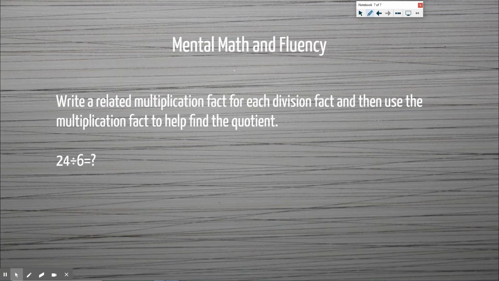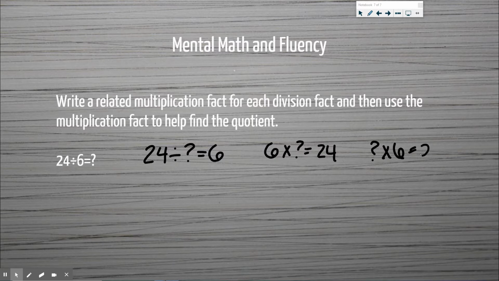So on this, we want to have a multiplication fact. You should have said something like 24. For another division fact, you could have said 24 divided by something equals 6, or we could say 6 times something equals 24, or something times 6 equals 24. The answer for this, we would think about our multiplication facts, and the answer will be 4.